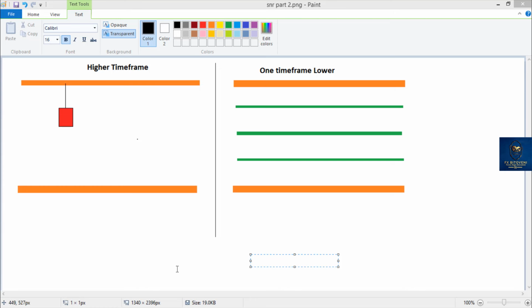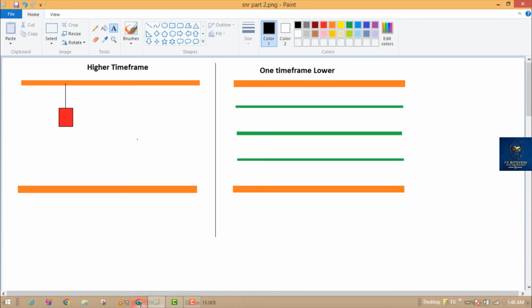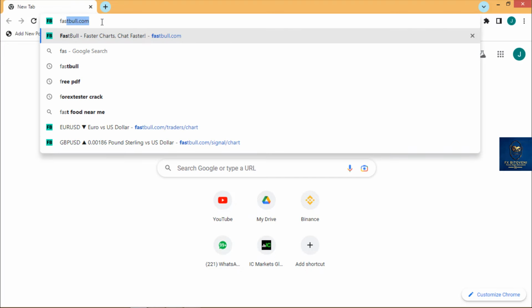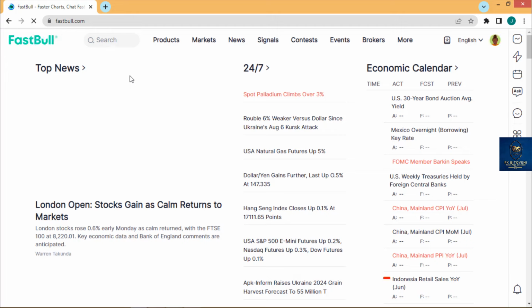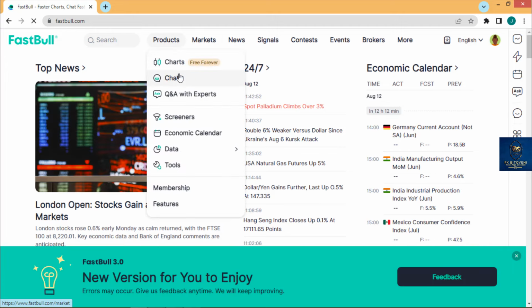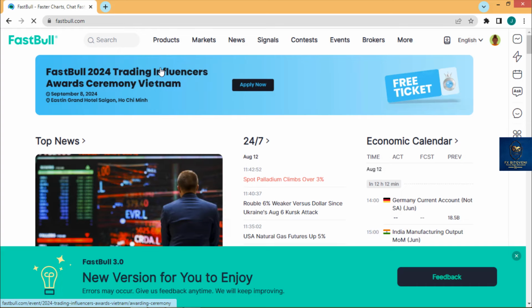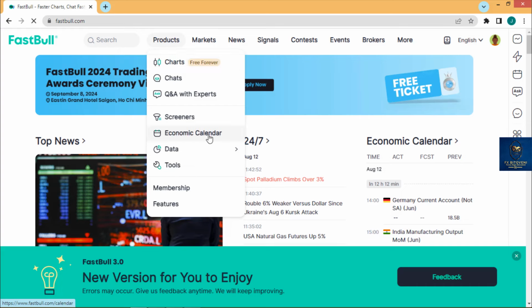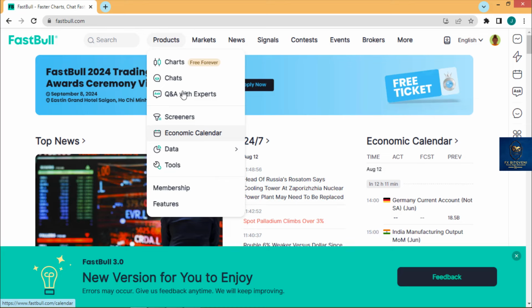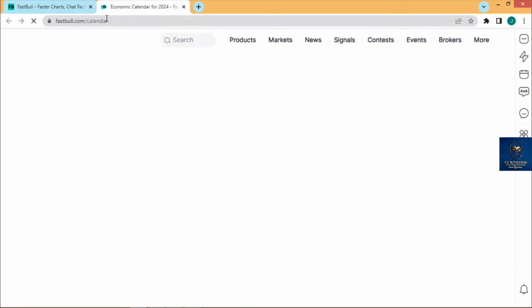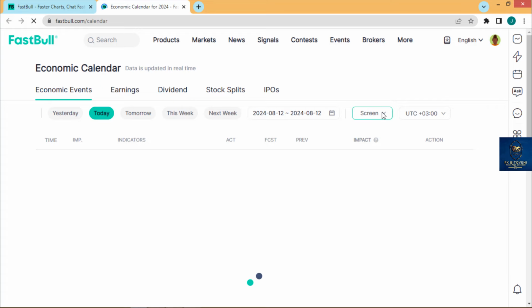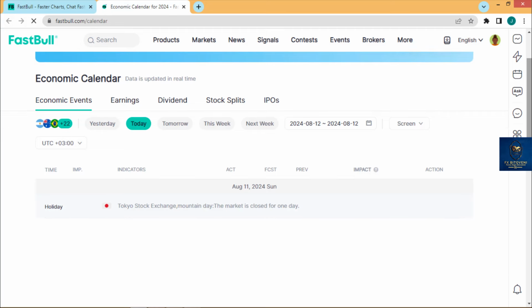So I will give you an example before you go into the details. Let's say, first of all, on FastBull, you have your chart here. Make sure you use this area where you see free forever for chart, and economic calendar is here. If you are going to trade, make sure you know what's going on around the world. Make sure you know what's going on in your economic calendar. So you can click here first of all, and then you come here to screening, because we'll be using FastBull very often.